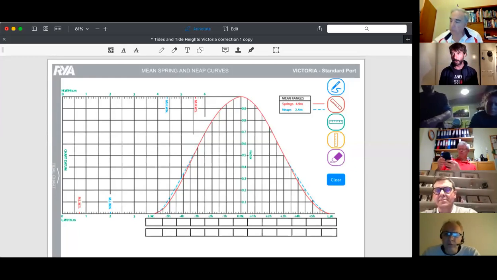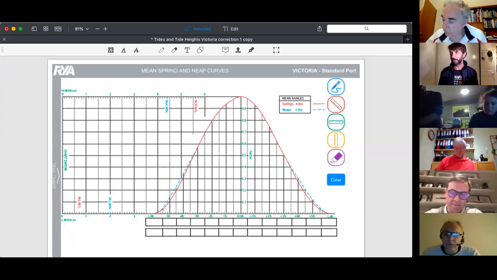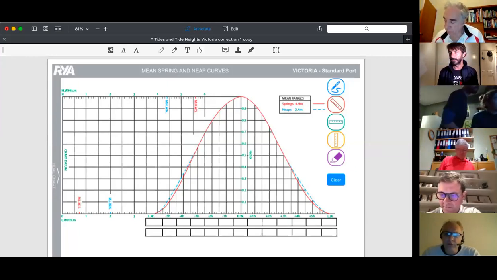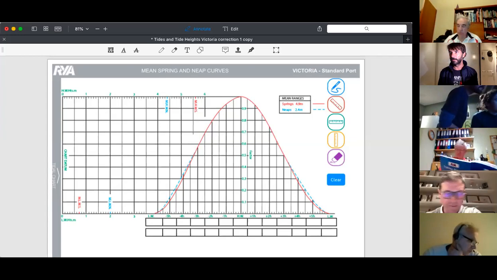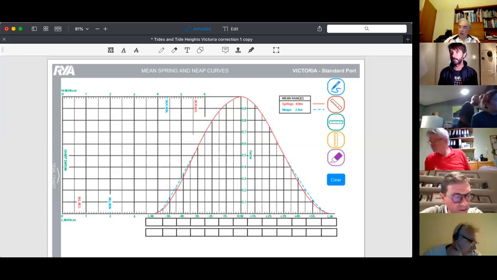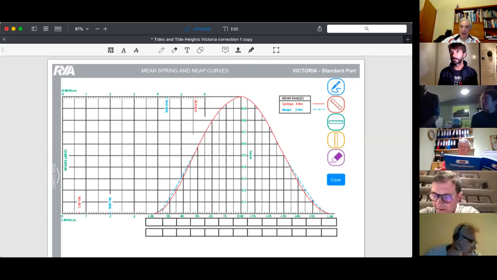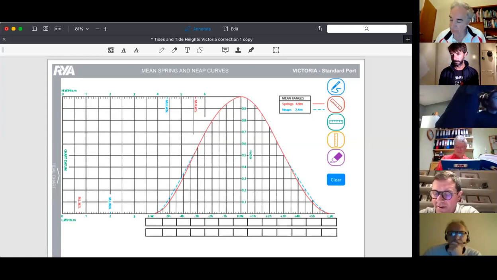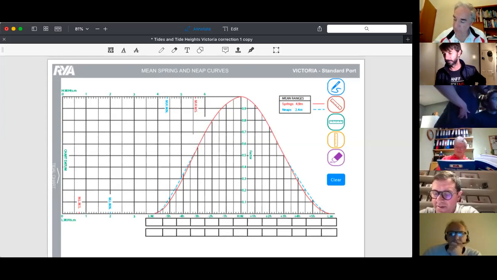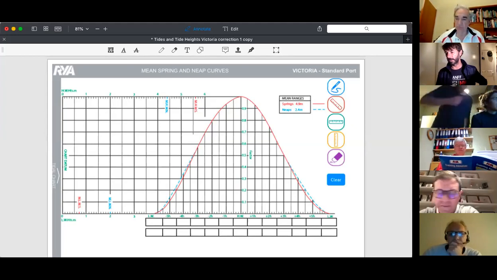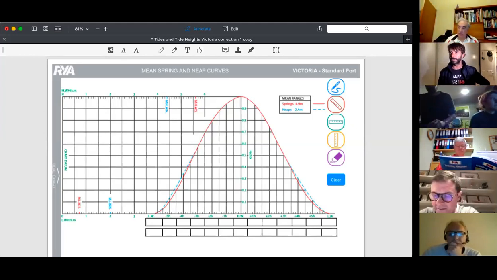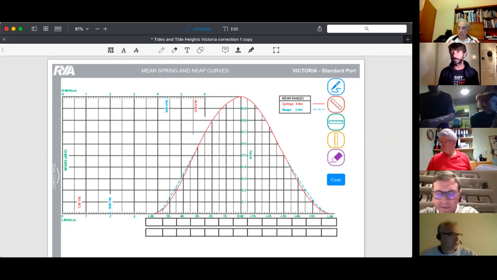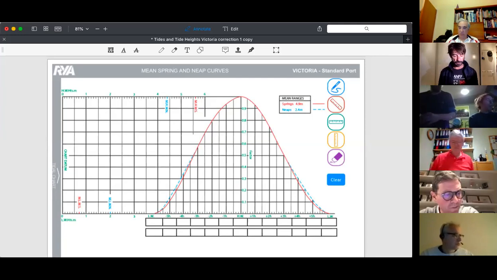So what are the times and heights of high water at Victoria? Hopefully this is a really straightforward one. Anyone want to jump in with an offer for those times? High water, 4:36, and 17:36. Yeah, cool. And the heights are both 4.3 meters. Yeah. And I'm hoping that was a really straightforward set of warm-up questions.